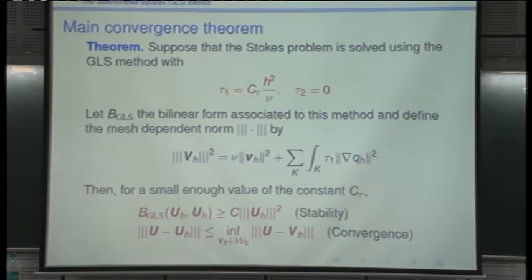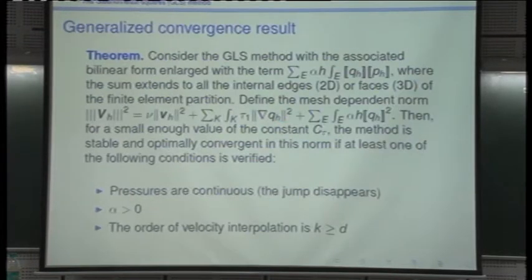Okay, so tau 1 has to be of this form. If the constant tau is small enough, maybe I will show you what it means to be small enough. Then the method is stable and optimally convergent in this norm, if one of the conditions is verified. Well, this is a general convergence result, so you have to add that. So if one of the following conditions is verified, then the method is stable and convergent.